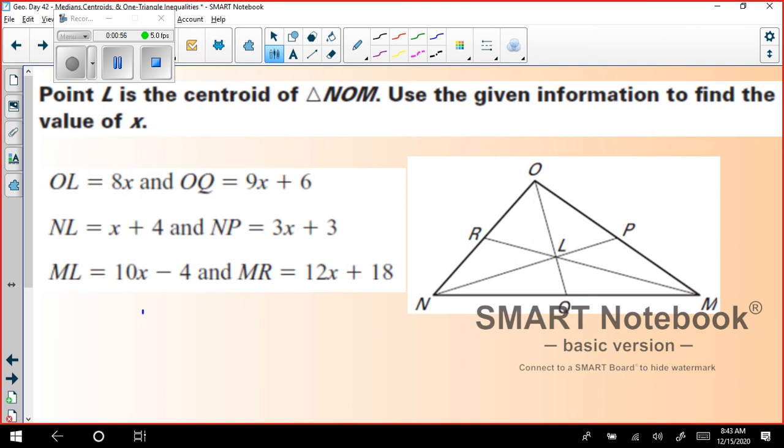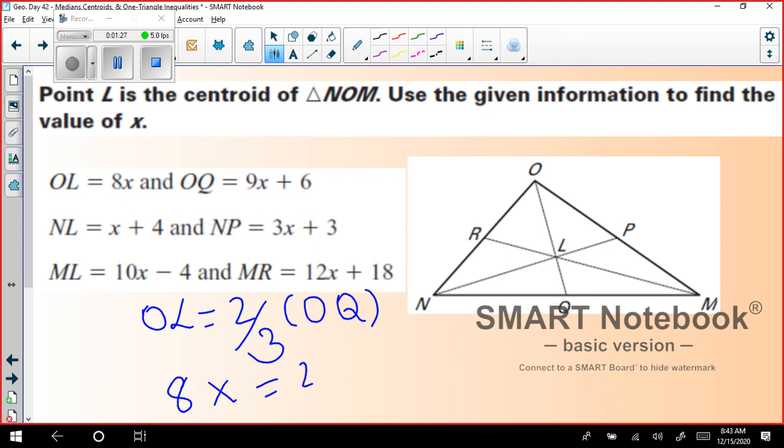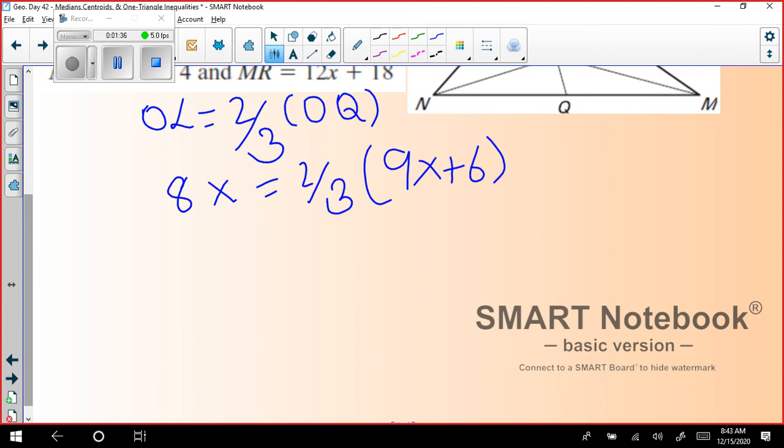Okay, we know that OL is a line segment starting from the vertex and going up to the centroid. So OL is going to be equal to 2/3 of this whole median, that is OQ. This is Q, okay? 2/3 of OQ. So just substitute that and try to find the value of x. So we have 8x equals 2/3 of 9x plus 6.